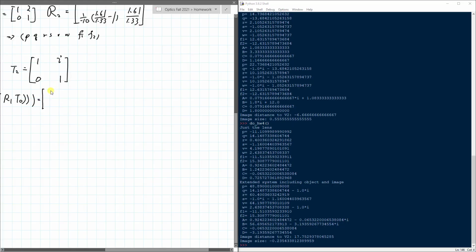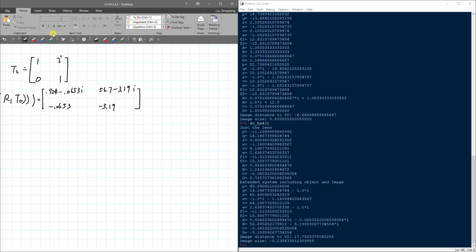So let's write this down. A is 0.924 minus 0.0653i, and B is 56.7 minus 3.19i, and C is negative 0.0653, and D is negative 3.19. Okay, so we just need A and B.